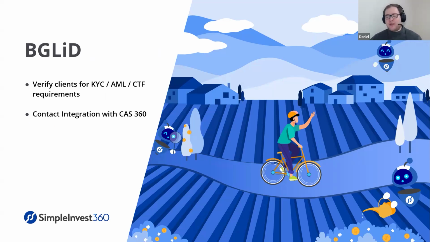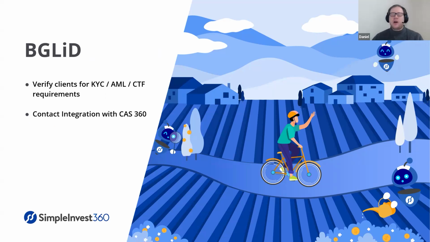BGL ID, as I did previously explain, involves verifying your clients for either your KYC, AML, CTF, that being your knowing your clients, anti-money laundering, as well as your counter-terrorism financing.